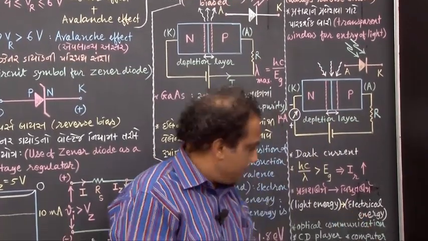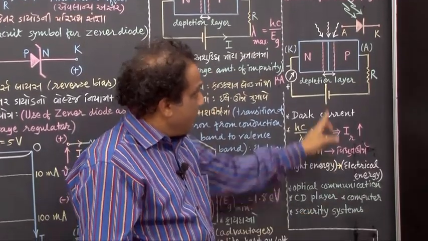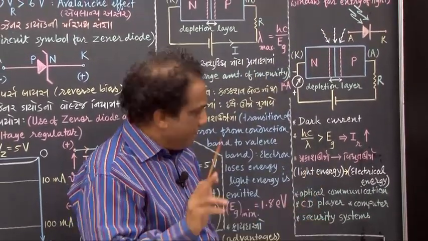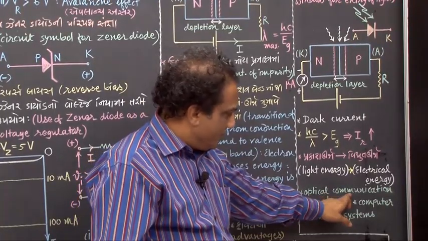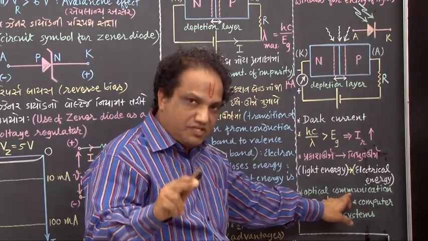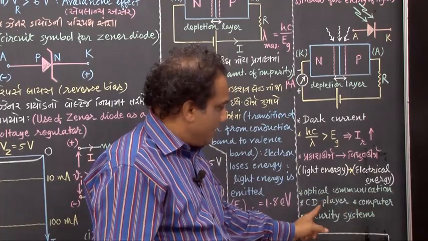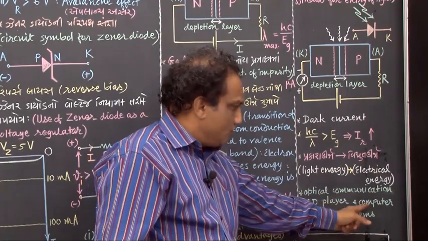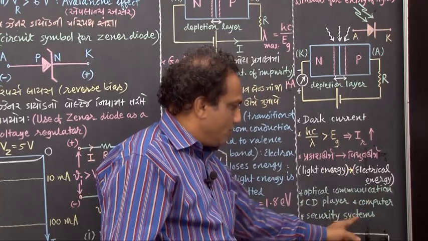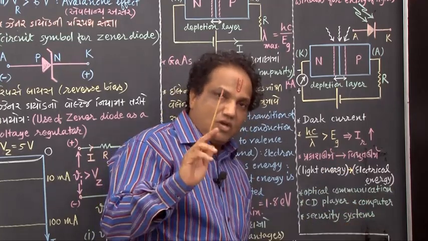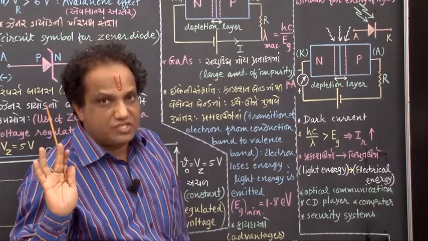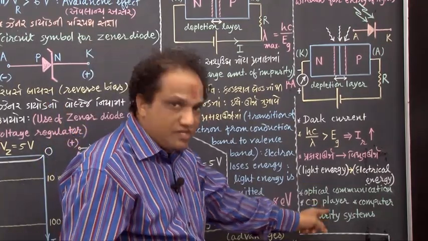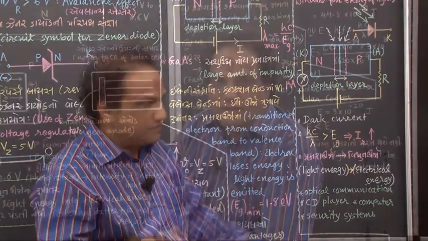Got it? Fine. Now, where are these photodiodes used? They are used in these fields: optical communication, about which we will study in detail in the next chapter. They are also used in CD players, in computers and in security systems. Please remember these fields where photodiodes are used.